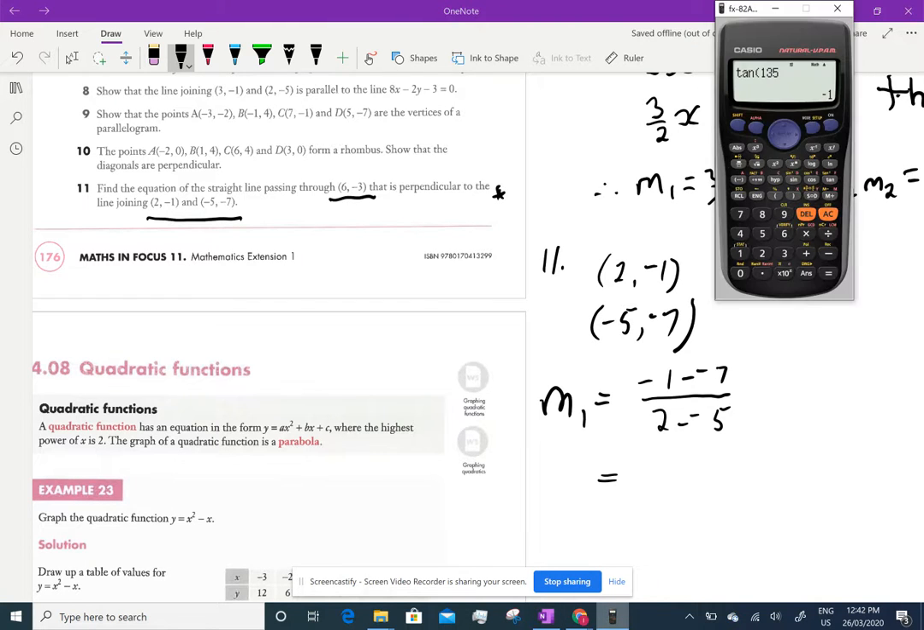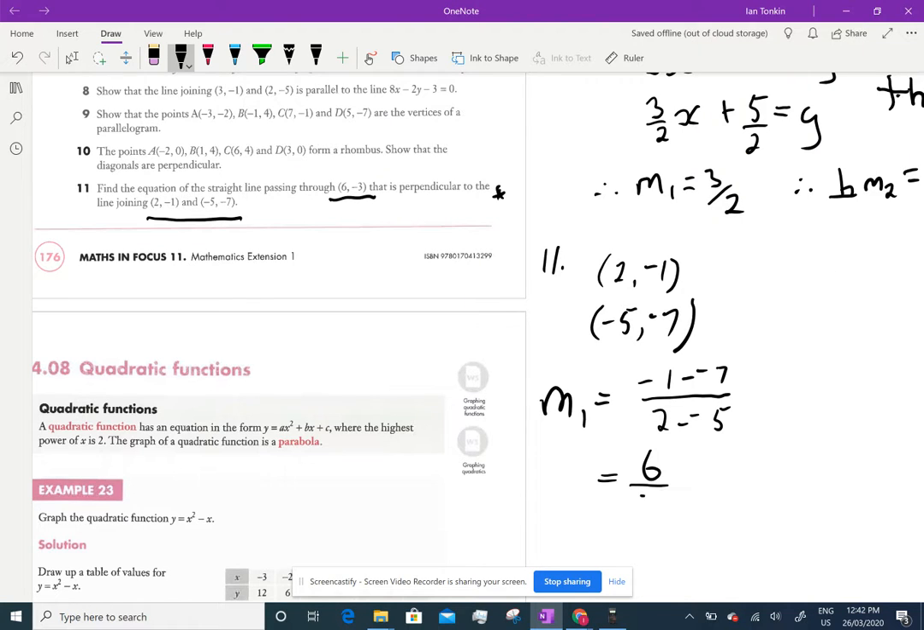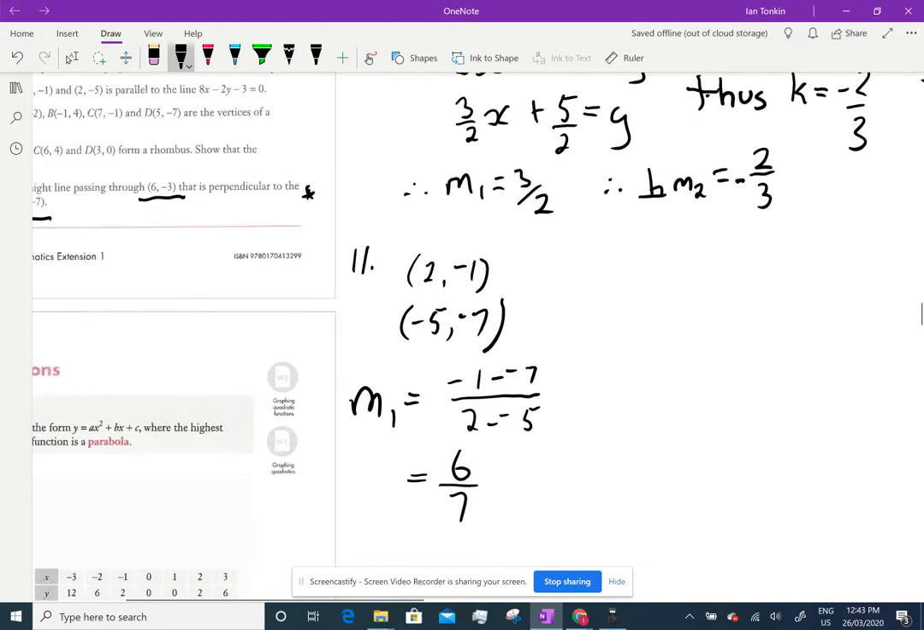Well, let's do it then. So what have we got? Let's set up a fraction and use a negative sign, negative 1 minus negative 7, and go downstairs, and we get 2 minus negative 5. 6 on 7. Let's double check that in our head. So negative 1 plus 7 is 6. 2 minus negative 5 is plus. Beautiful.